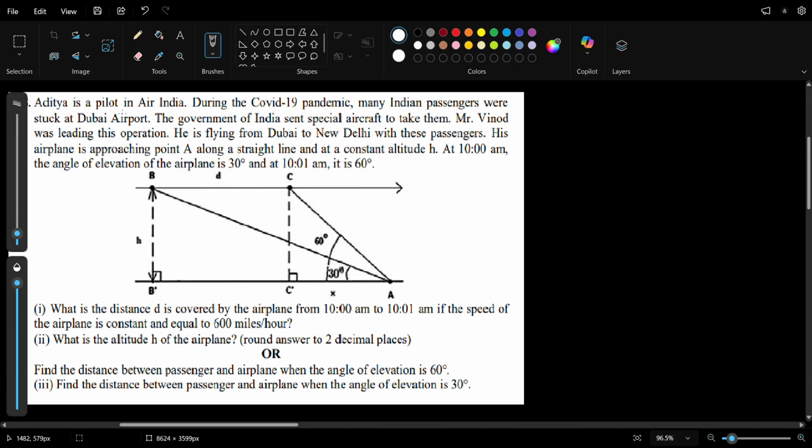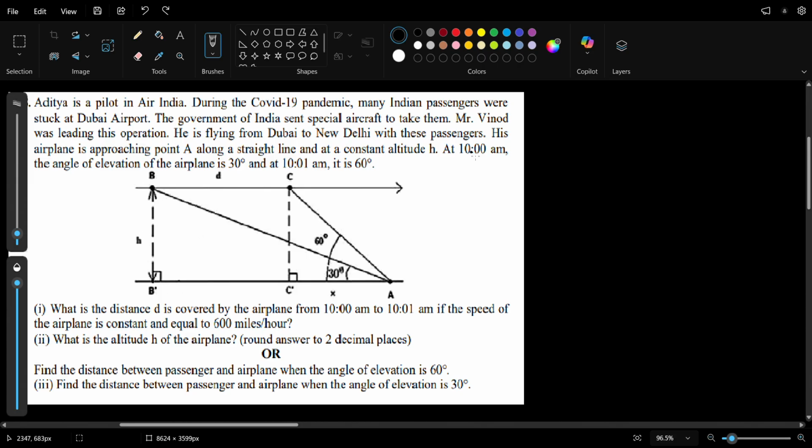He is flying from Dubai to New Delhi with these passengers. His airplane is approaching point A along a straight line and at a consistent altitude. So meaning the airplane is coming from this side and traveling all the way to point A, at a consistent altitude. You know what it is, it's just h, a normal variable.